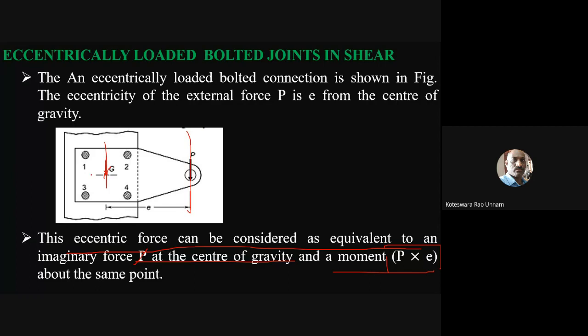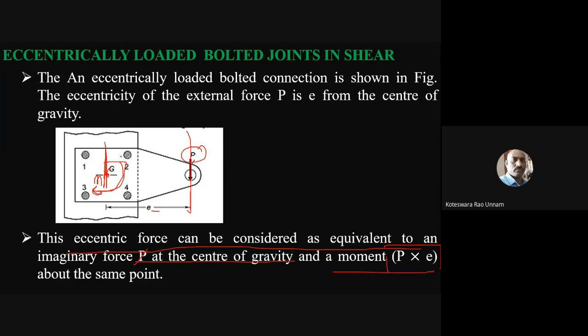Then if you take moment about this point G, the moment of this force is nothing but P into E, and it is in the clockwise direction. Here you need to consider that it is clockwise only. Now, because of this, we know this is a direct shear force, and we'll call it the primary shear force. And because of this moment, there is a secondary shear force in the bolts.